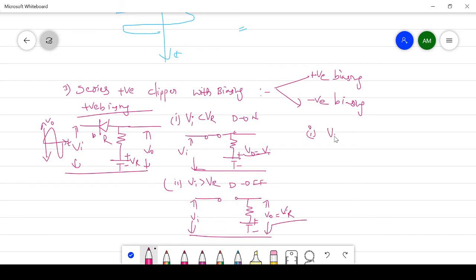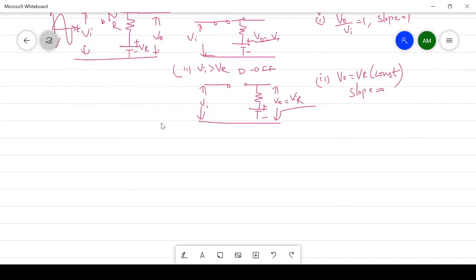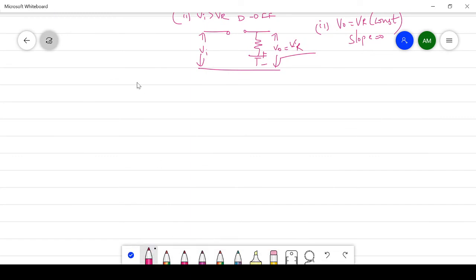From equation 1, V naught by Vi is equal to 1, so the slope is 1. From the second equation, V naught is equal to VR. VR is a constant value, so the slope is 0 here. Then how can we get the transfer characteristic curve? See here, this is the transfer characteristic curve between the input voltage and output voltage. This is the reference voltage here.